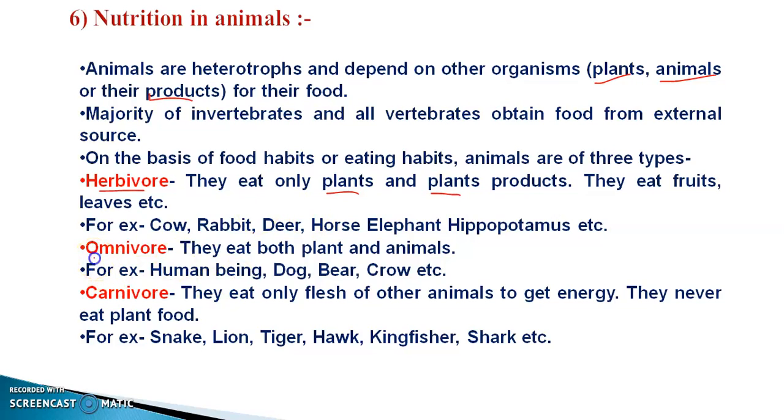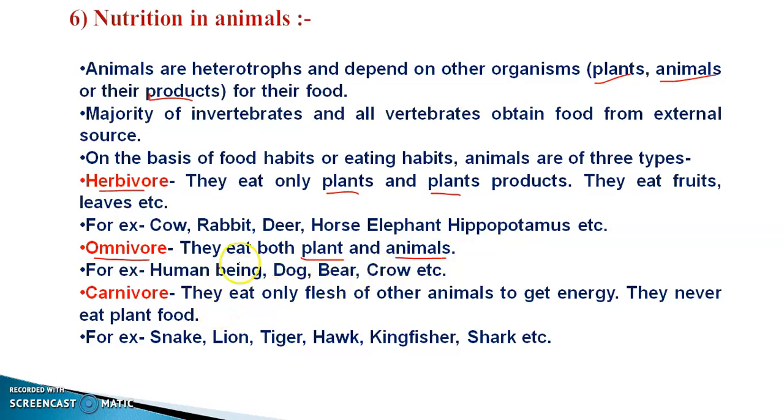The second category is omnivore animals, which means those organisms who eat both plants as well as animals. They can depend on both materials, plant as well as animal, such as human beings, dog, bear, crow, cat, etc.